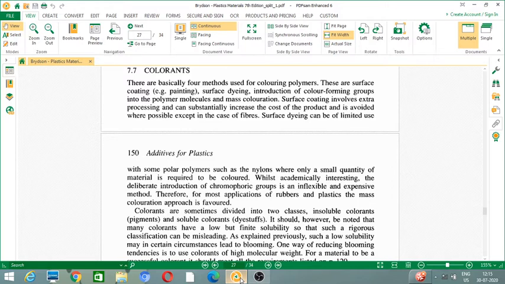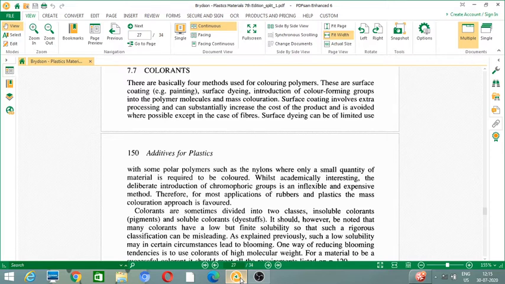Then academically interesting, the deliberate introduction of chromophoric groups is an inflexible and expensive method. So if you are adding chromophoric groups to the polymer, then the polymer becomes expensive. So it is also not that much use. Therefore, the fourth method of coloring polymers is widely used. For most applications of rubber and plastic, the mass coloration approach is favored.